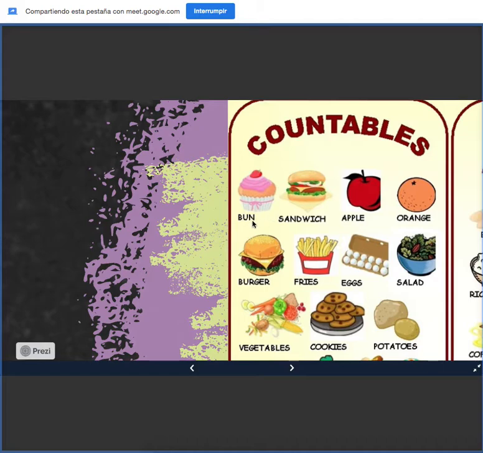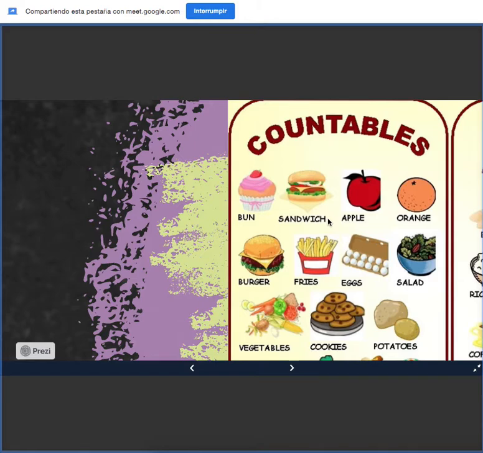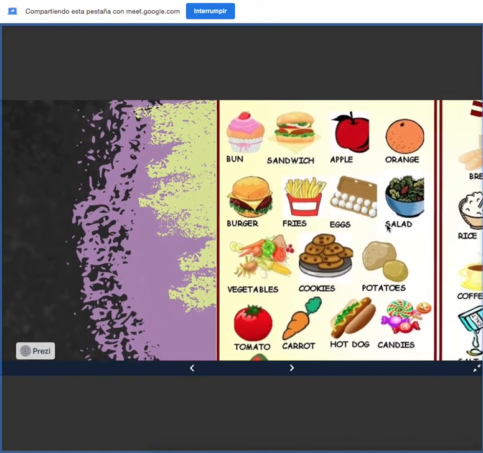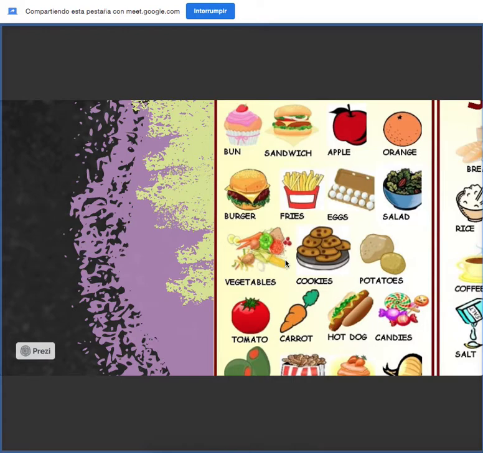Bun. How is the plural form of bun? Buns. Very good. Sandwich. Sandwiches. Apple. Apples. Take notes of this because this may be useful. Orange. Oranges. You can say burger. Burgers. Fries is like fries in general. You can count fries. Egg. Eggs. Salad. Salads. So it's countable. Vegetable. Vegetables. You can count vegetables like carrots. Different kinds of vegetables. Every type of vegetable can be counted.